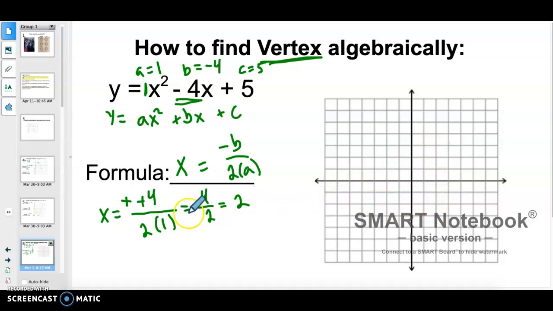So we found half the vertex. To find the other half, you have to plug this value in for x in the equation to find y. So you're going to have y equals, and then for every x you see, you're going to do parentheses and plug in the 2.